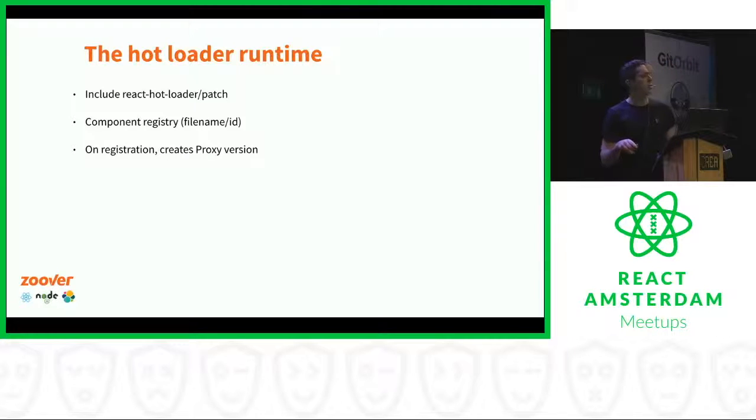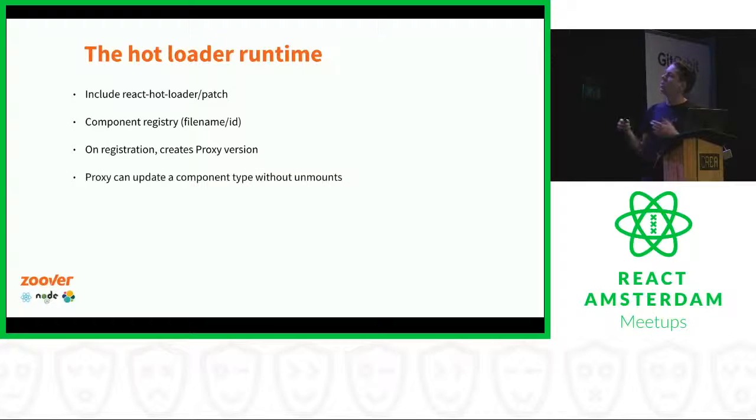Whenever a module is executed, the components will register with the runtime. At that point, the hot loader runtime will create a proxy version of that component. So it's not actually the component, but something that proxies to the component. And this proxy can update a component type without unmounting the component. What normally would happen inside of a React application, the way that React works, is when it sees two different types, and it checks that by identity, it will unmount the component. But the proxy component makes sure that the identity of the earlier version is preserved, and you will be able to update the class of a component without causing an unmount, which helps us maintain local state.